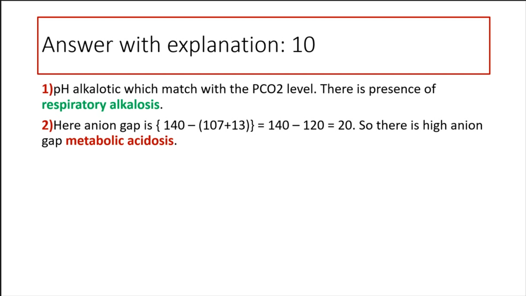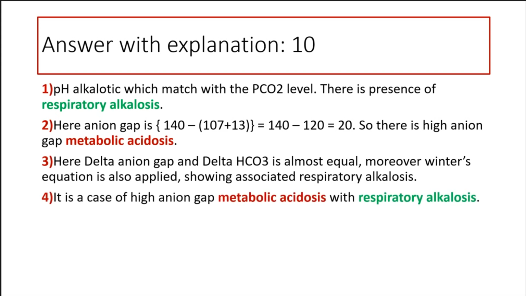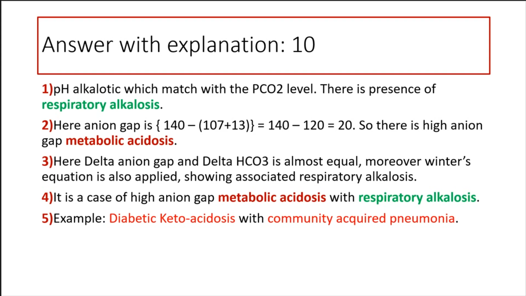2. Here anion gap is 140 minus (107 plus 13), equals 140 minus 120, equals 20. So there is high anion gap metabolic acidosis. 3. Here delta anion gap and delta HCO3 or bicarbonate are almost equal. Moreover, Winter's equation is also applied, showing associated respiratory alkalosis. 4. It is a case of high anion gap metabolic acidosis with respiratory alkalosis. 5. Example, diabetic ketoacidosis with community-acquired pneumonia.